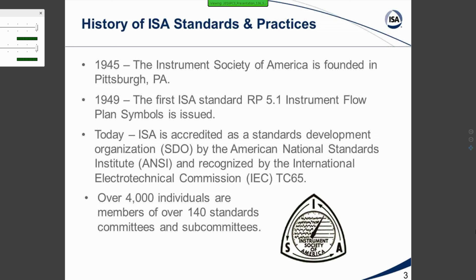So the world's changed since 1949. We've been at this for a good while, and today ISA is the International Society of Automation, and it's accredited by ANSI, the American National Standards Institute, as a standards development organization. So ISA creates American national standards.